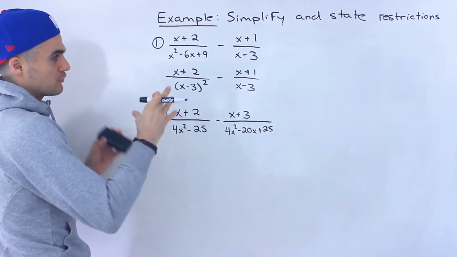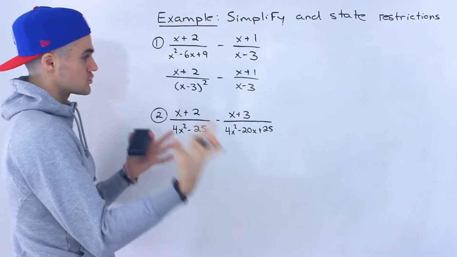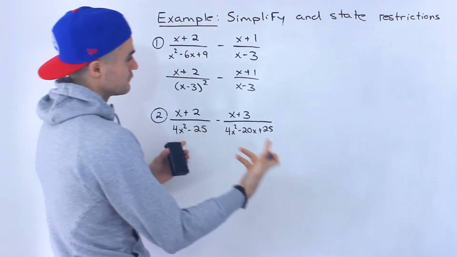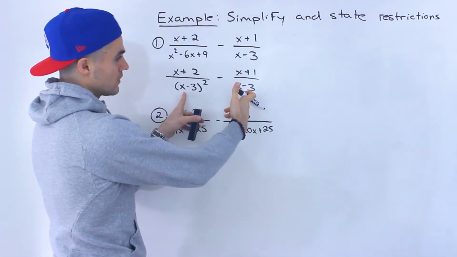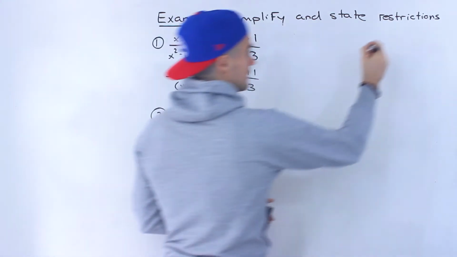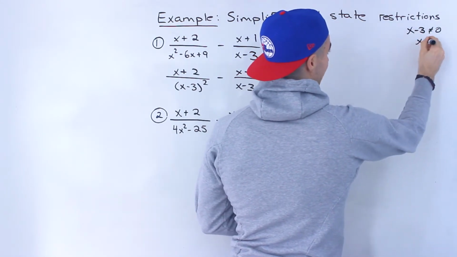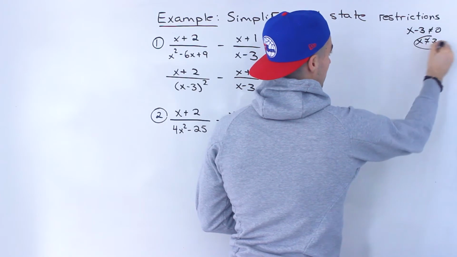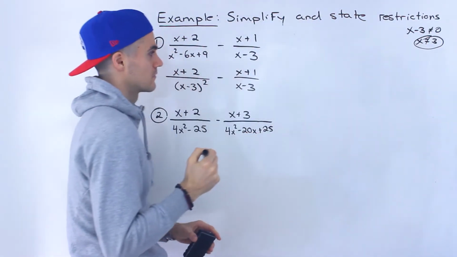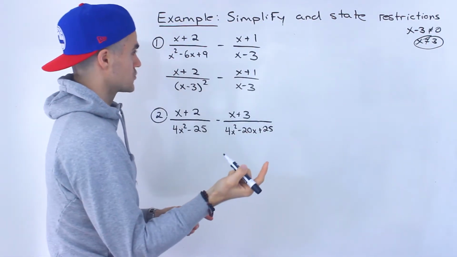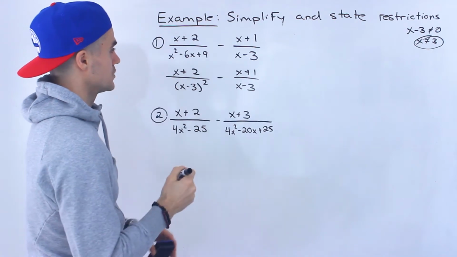And then from here, before simplifying, what you want to do is get the restrictions. And so notice there's only one factor in the denominators to work with, this x minus 3. So basically, x minus 3 cannot equal 0, which means x cannot equal 3. So that is the only restriction for this question here.